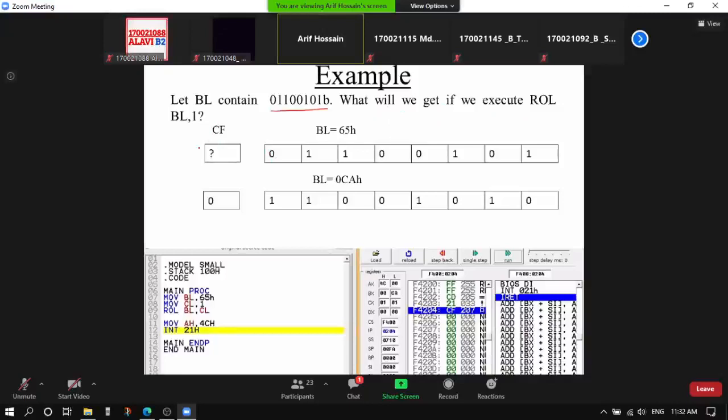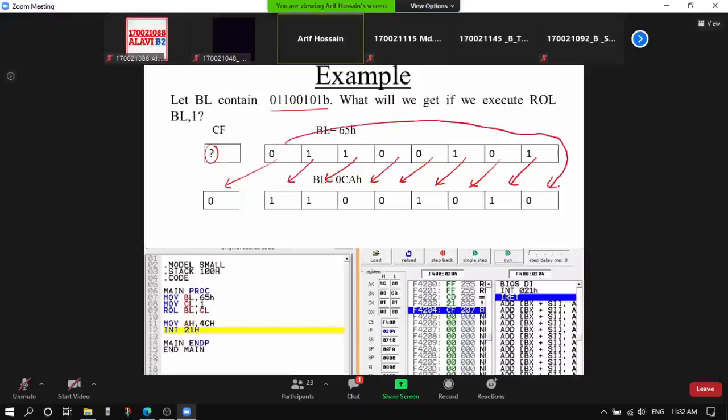So what is our initial carry flag? We don't know, so that's why I've given a question mark. It might be any value. After one rotate, this 0 will come over here, right? This one will come over here, this one here, this one here, this one will come over here, and this exact 0 will also come over here.